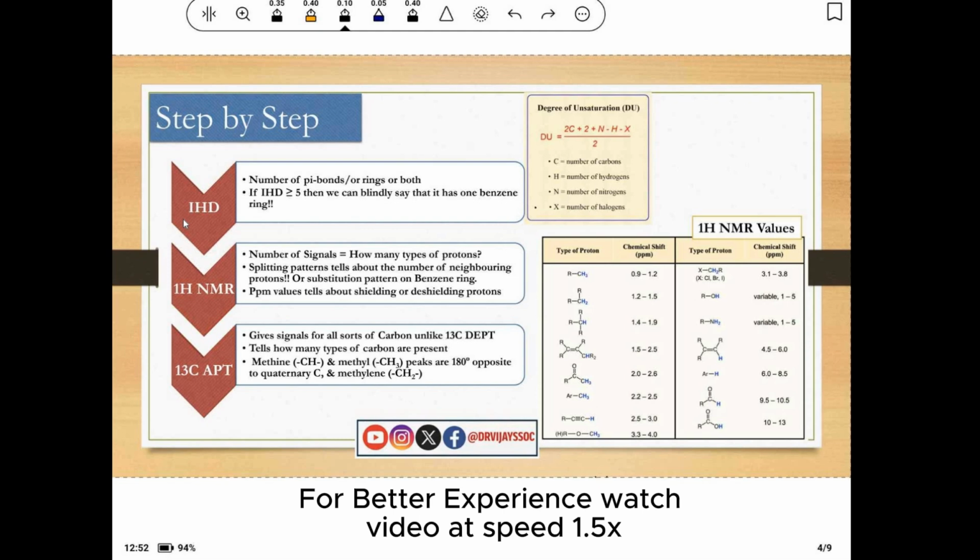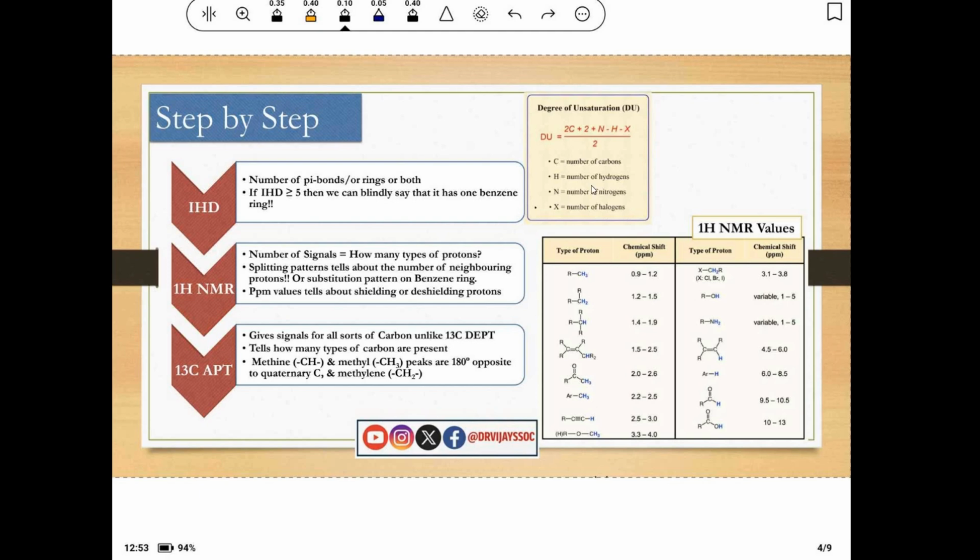First is the calculation of index of hydrogen deficiency. It is also known as degree of unsaturation, whose formula is (2C plus 2 plus N minus H minus X) divided by 2. So here C is the number of carbon atoms, H stands for number of hydrogens, N stands for number of nitrogens, and X is number of halogens. So this value gives you the number of pi bonds or rings, or it could be both. If the index of hydrogen deficiency is equal to 5 or more than 5, then we can blindly say that it has one benzene ring. And after that we will look at 1H NMR.